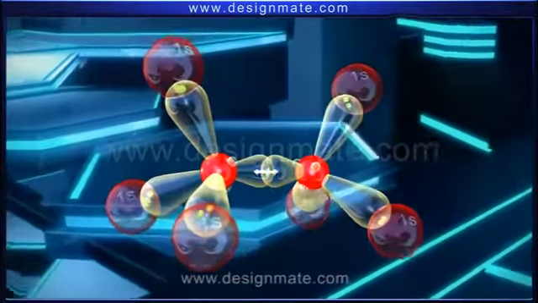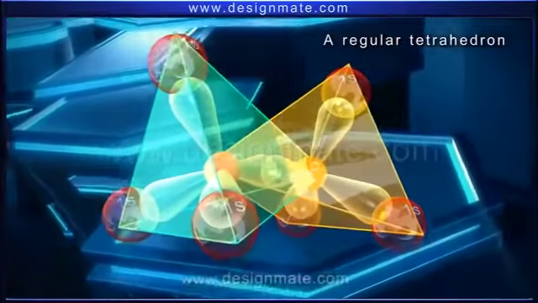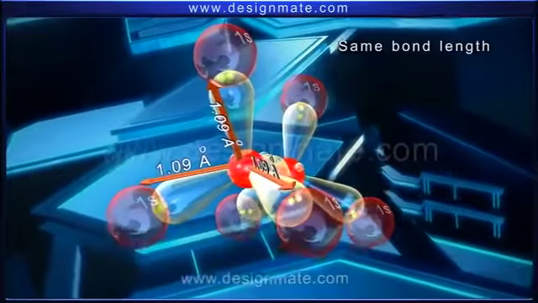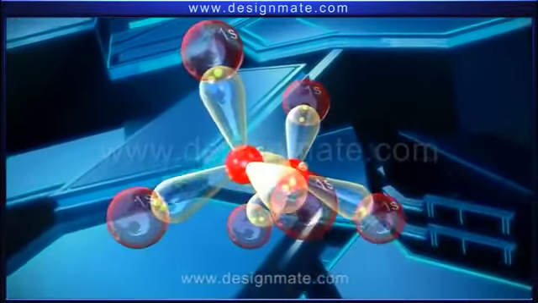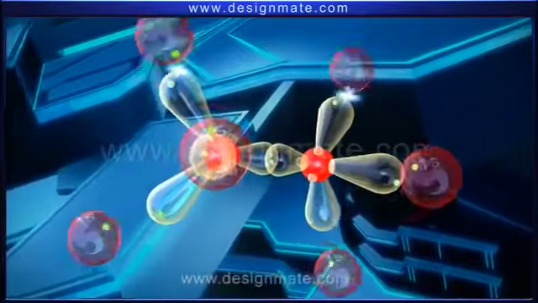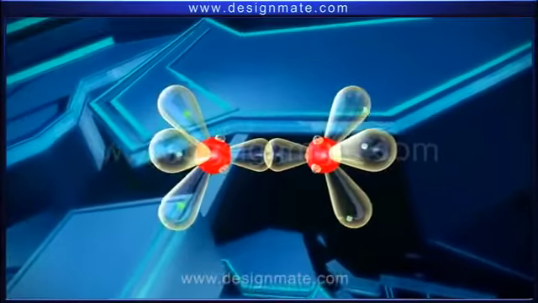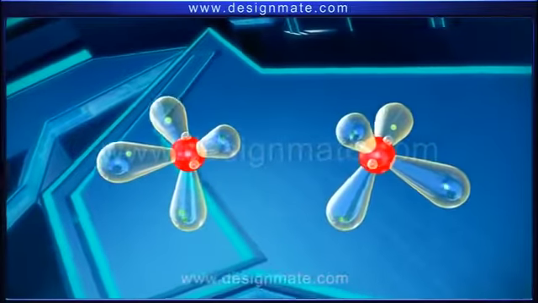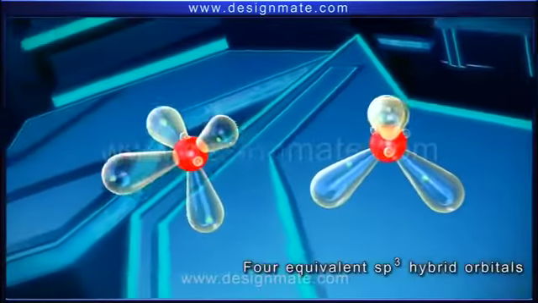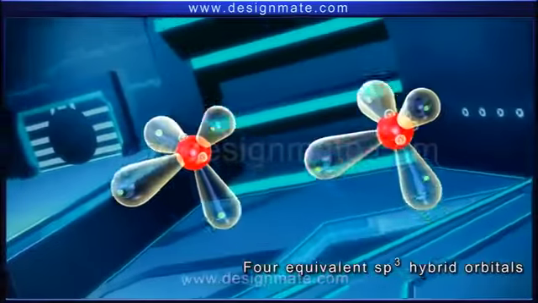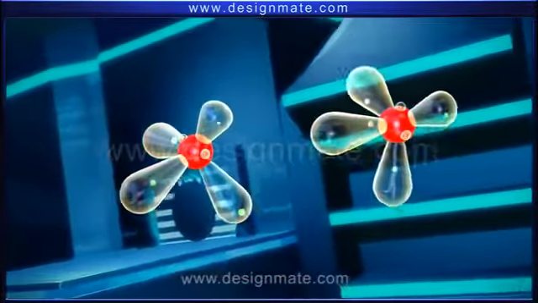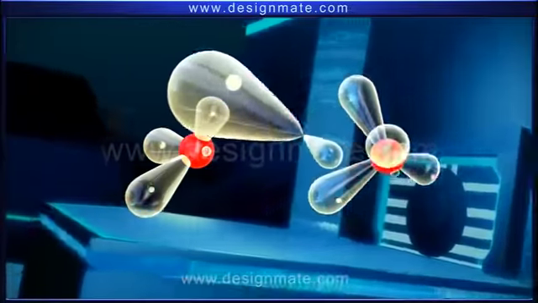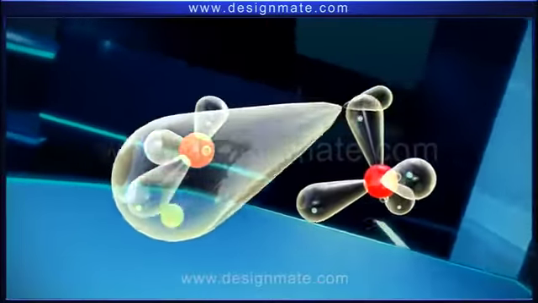These bonds are directed along the corners of a regular tetrahedron, and all carbon-hydrogen bonds are of the same bond length. Let us now remove the 6 hydrogen atoms from this structure. Also, drag the 2 carbon atoms apart. We can clearly see 4 equivalent sp3 hybrid orbitals around each carbon atom. Each of these orbitals has one lobe bigger than the other and is occupied by a single unpaired electron.